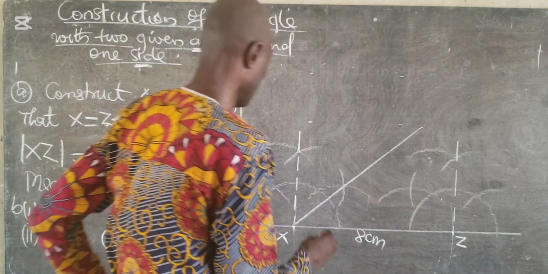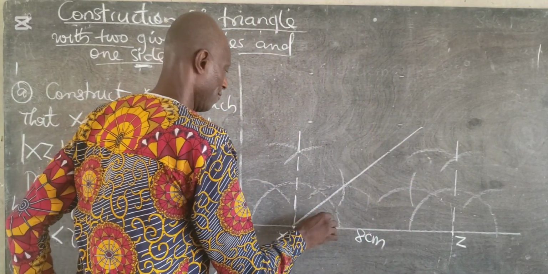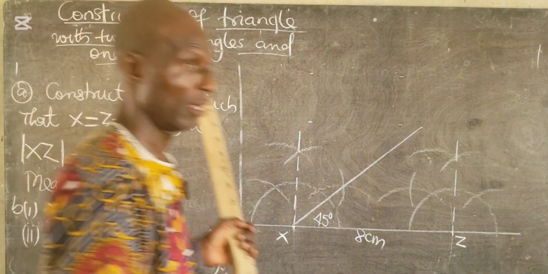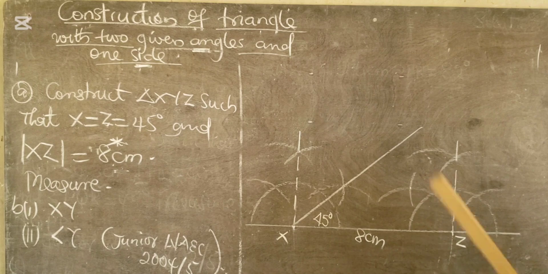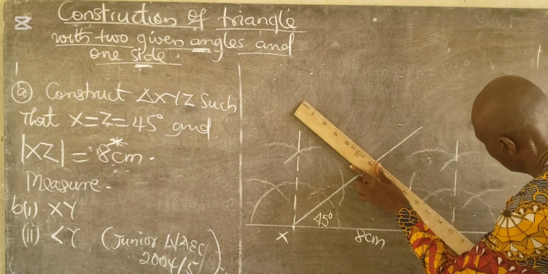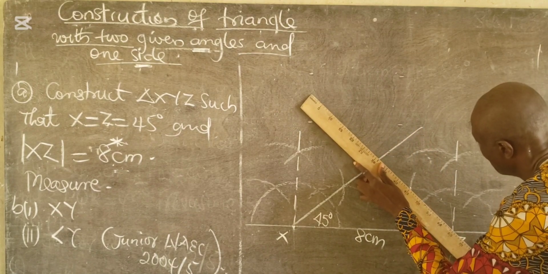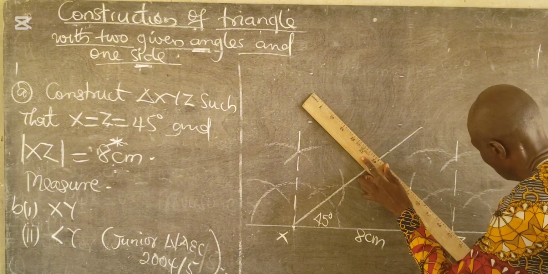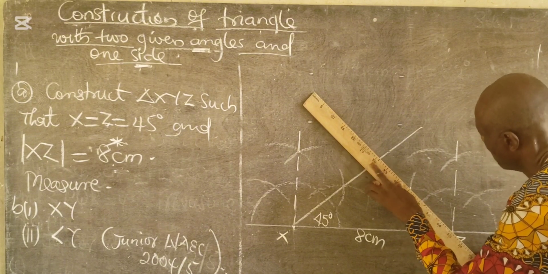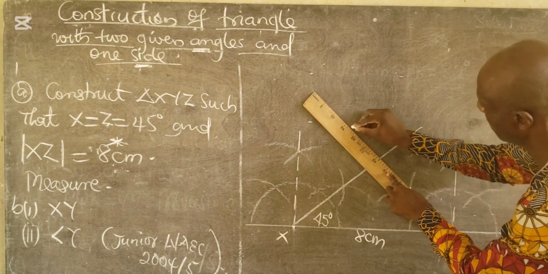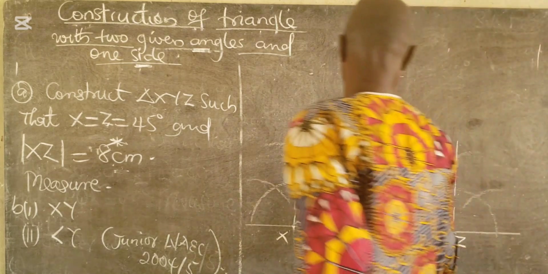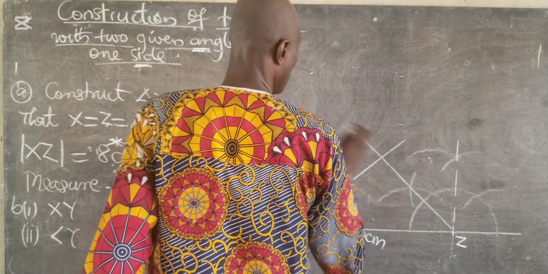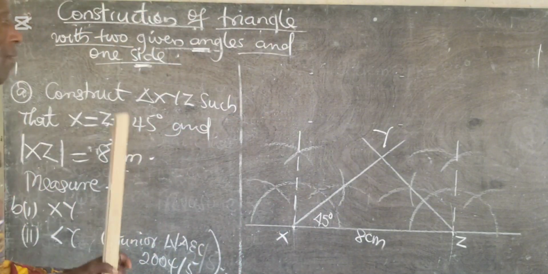This angle is now 45 degrees. I also draw from here, that will pass through there. Correct. So this is our Y. That is our Y.